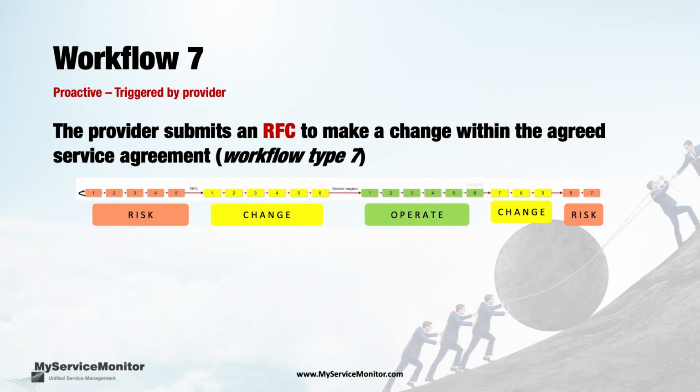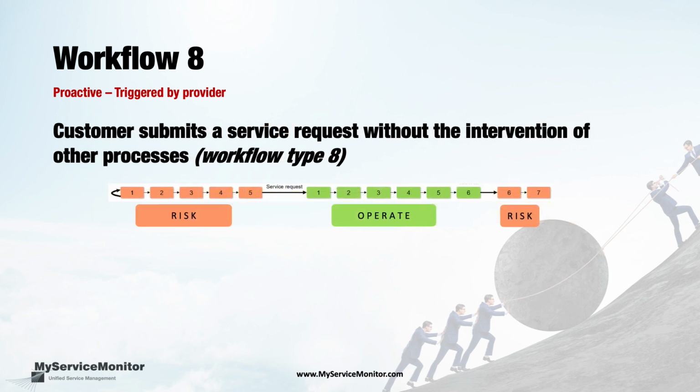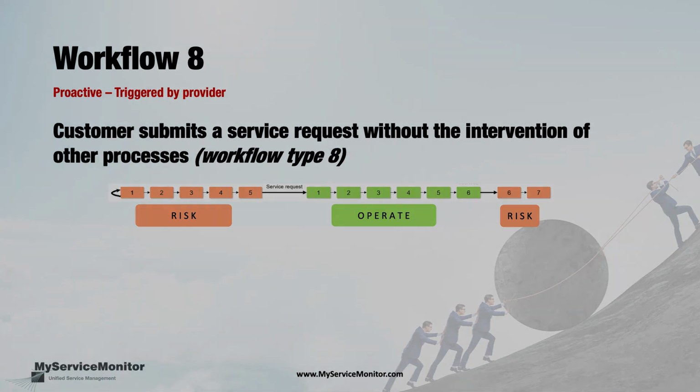Notice that workflow 7 is very similar to workflow 2, except it starts and ends in the risk management or improve process. Again, in this case, the provider's triggering the request for change. And in workflow 8, the provider submits a service request to operations. Again, same as workflow 5, except via risk management. It's initiated by the provider.